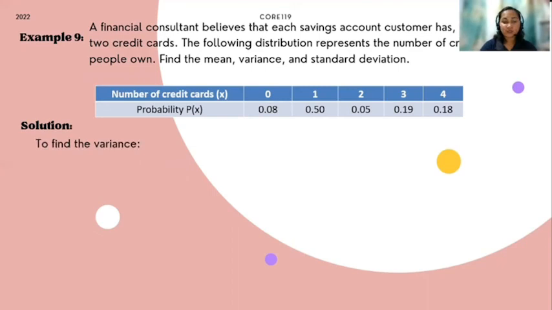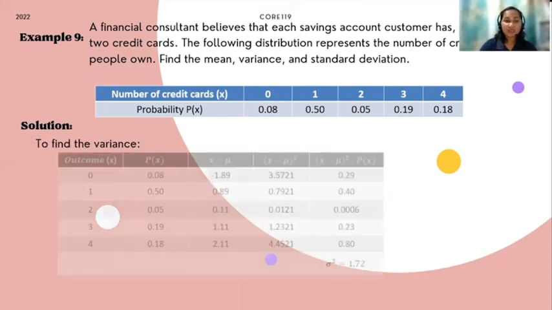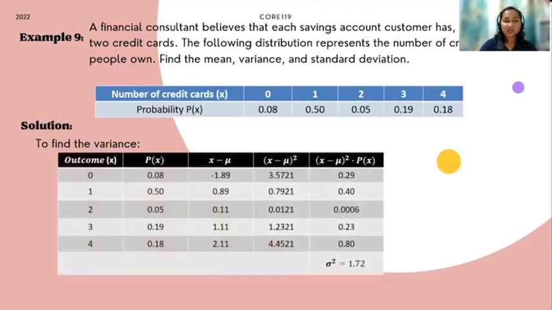So we create a table again. First and second column refer to x and p of x. Now your x minus mean, that is 0 minus 1.89. Next is 1 minus 1.89, so that's negative 0.89, 2 minus 1.89, 3 minus 1.89, and then 4 minus 1.89. So we have these values in the middle column.